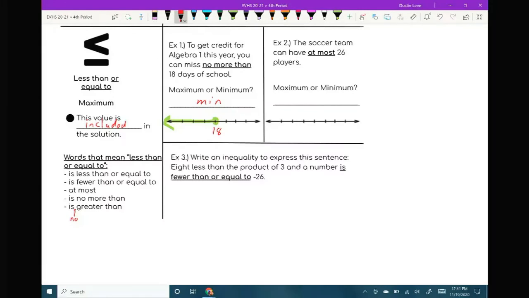Soccer team can have at most 26 players. Well, there's my 26. 26 counts. And if they have it at most, that means they can't have more than. That means they can only have less than. So it's going to go this way. Whoa. I wrote the wrong word on those. I'm sorry, that's max on both. I just goofed.